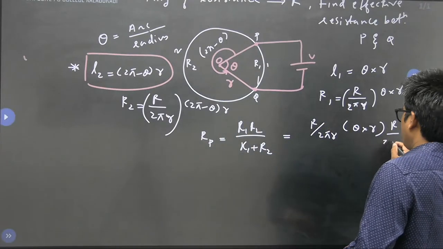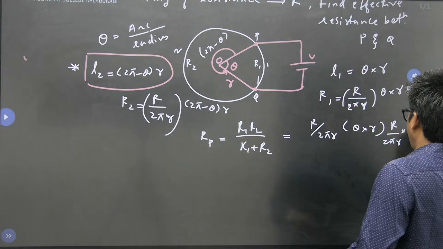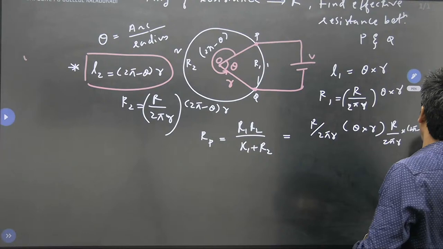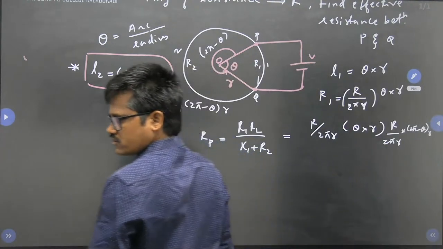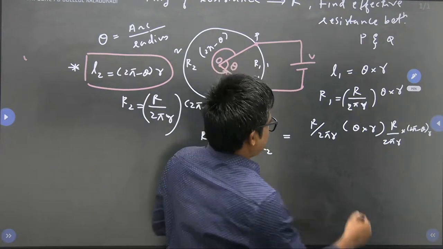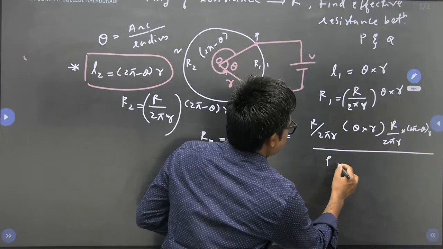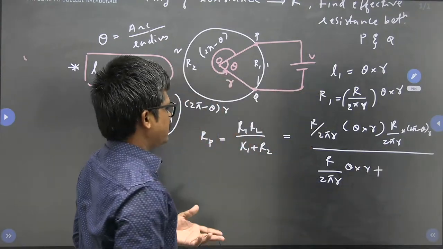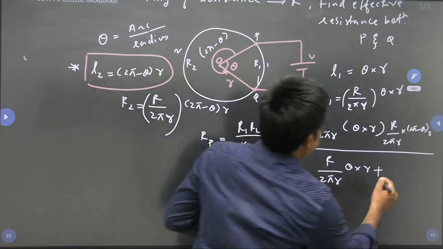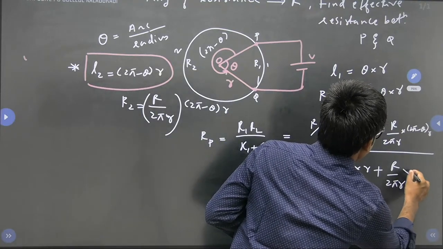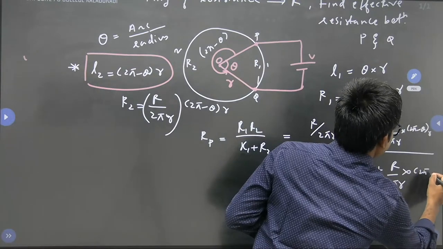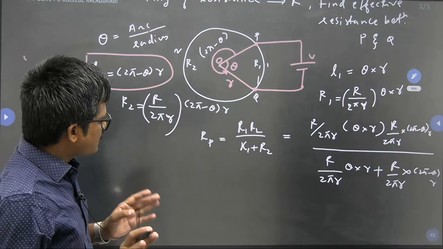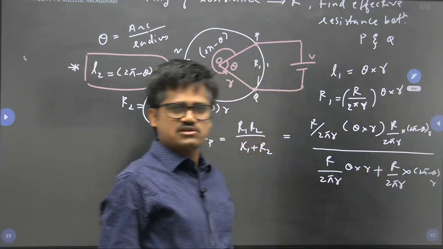R2 is R divided by 2 pi R into 2 pi minus theta into R. Sorry, theta into R also. Okay or not? Can you observe this? R1 into R2 divided by R1 plus R2. R divided by 2 pi R into theta into R plus R2, what is R2 here? R divided by 2 pi R into 2 pi minus theta into R. Hope you got my point, all of you. Right or not? So what I did here is R1 R2 by R1 plus R2.